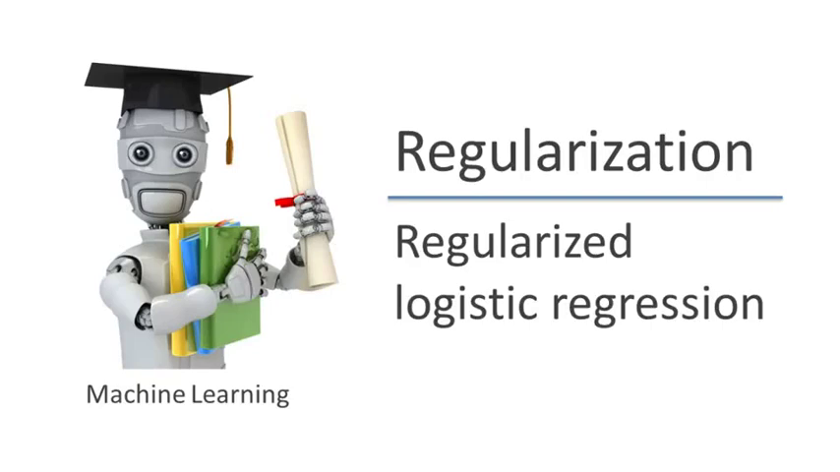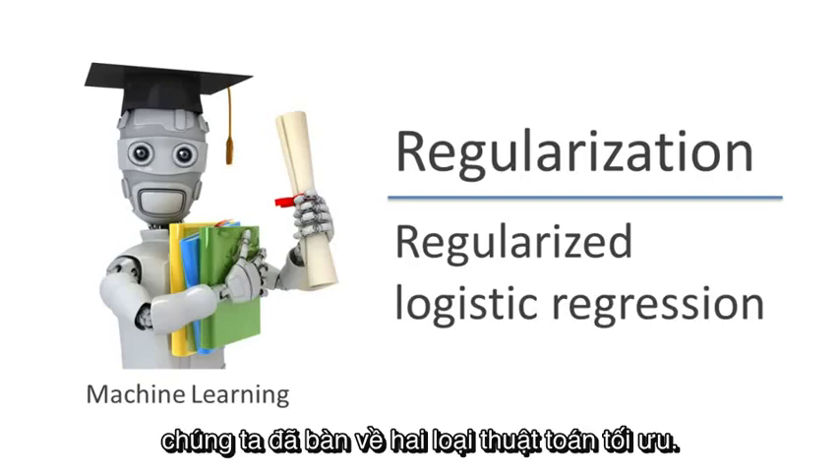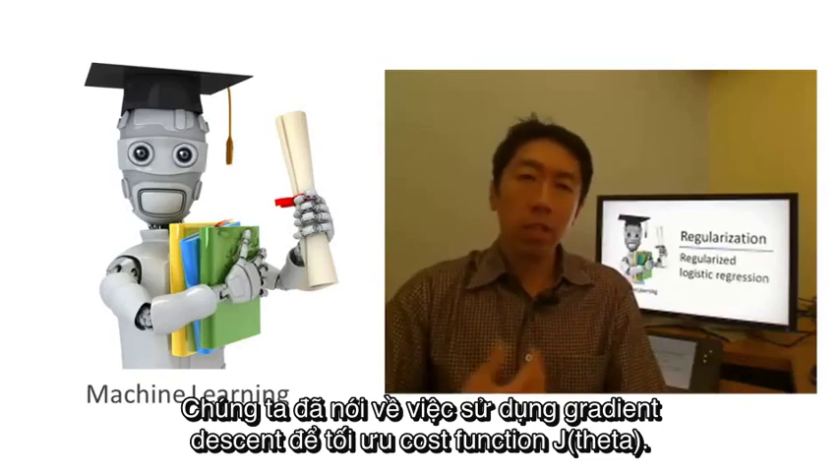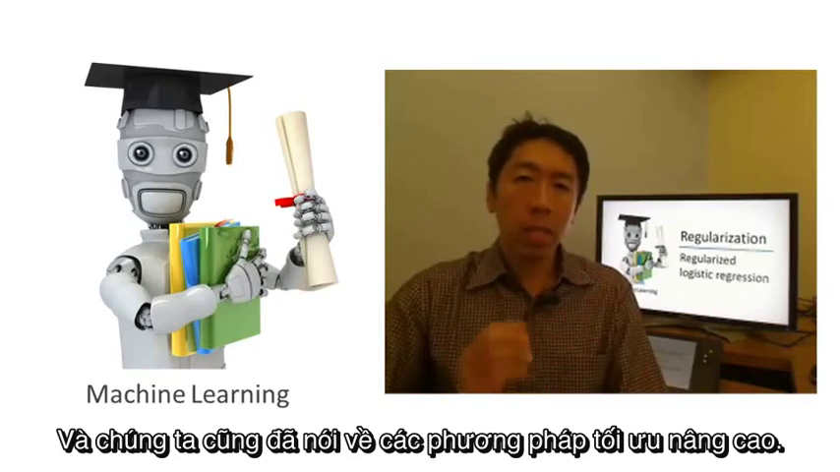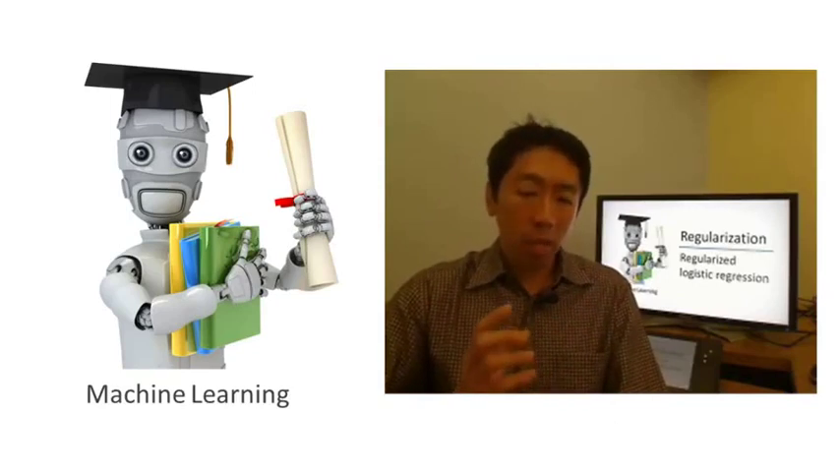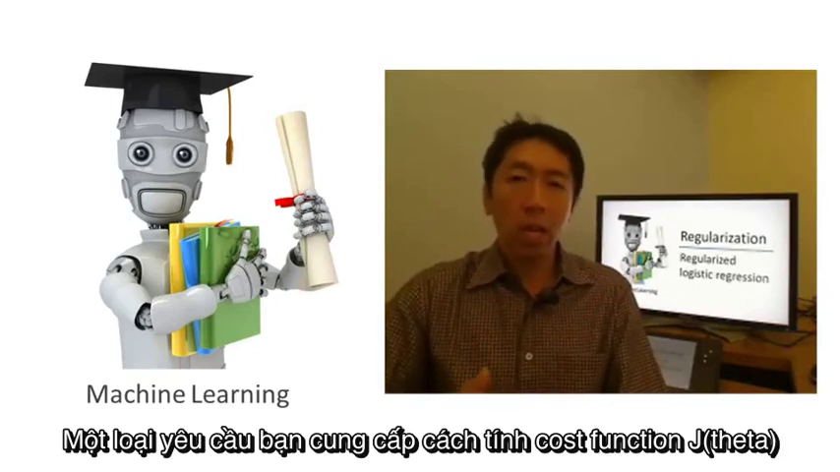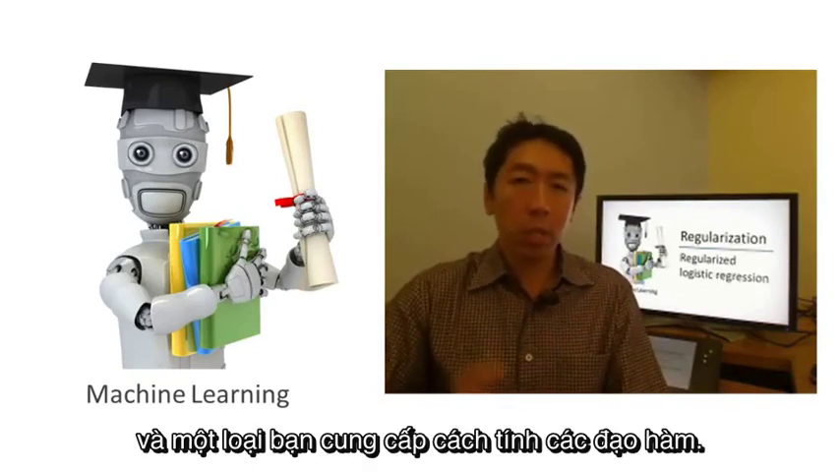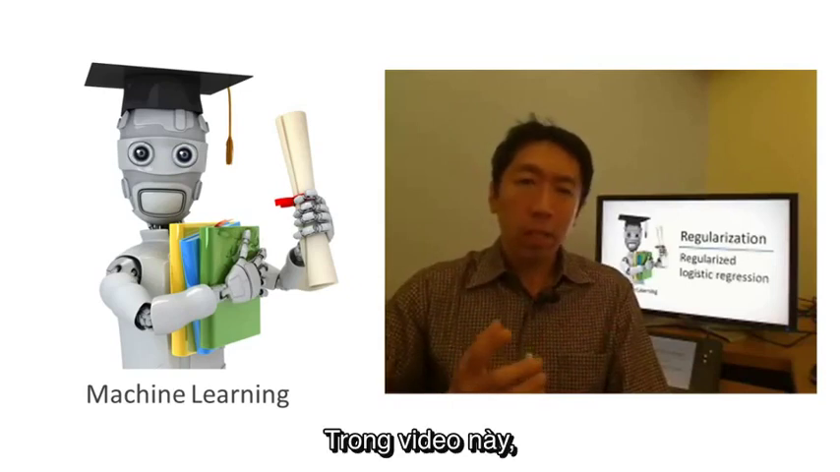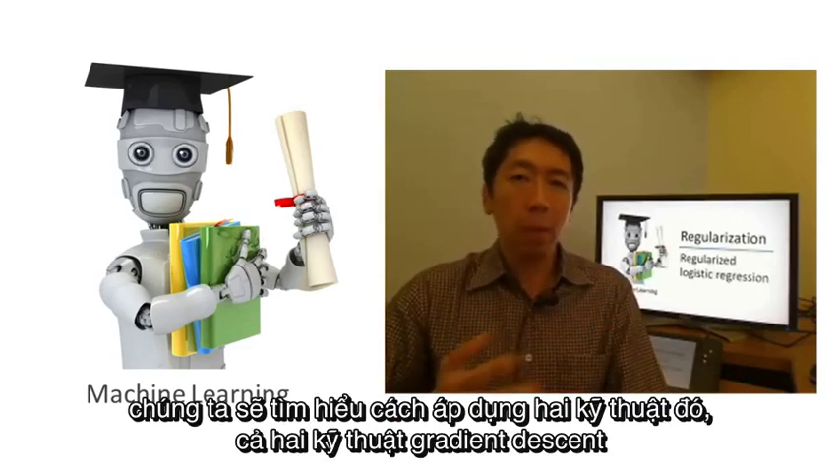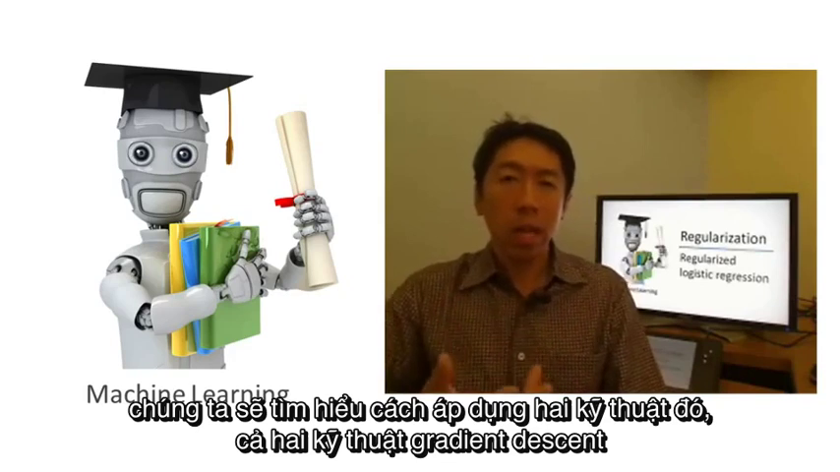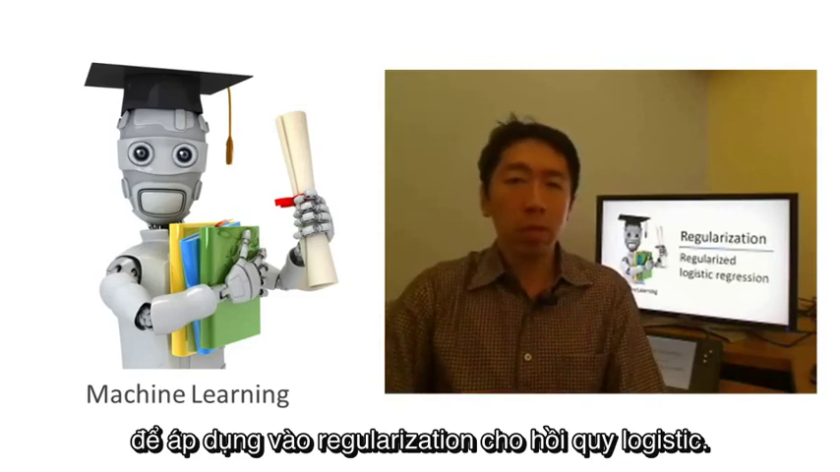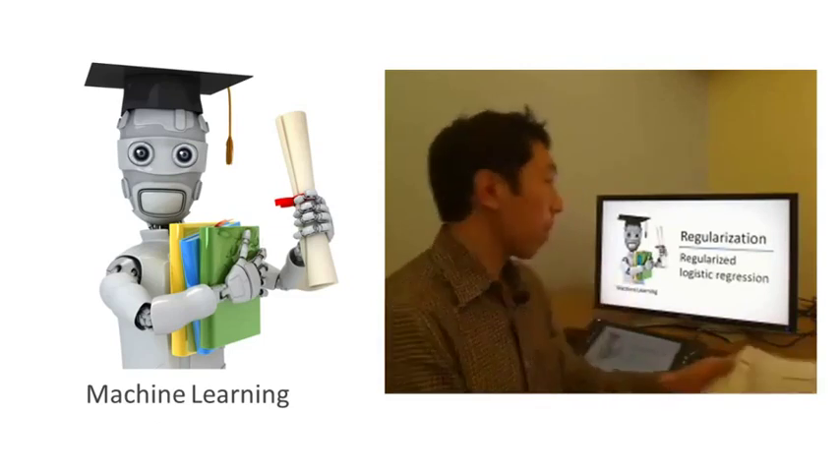For logistic regression, we previously talked about two types of optimization algorithms. We talked about how to use gradient descent to optimize this cost function J of theta, and we also talked about advanced optimization methods, ones that require that you provide a way to compute the cost function J of theta and that you provide a way to compute the derivatives. In this video, we'll show how you can adapt both of those techniques, both gradient descent and the more advanced optimization techniques, in order to have them work for regularized logistic regression.